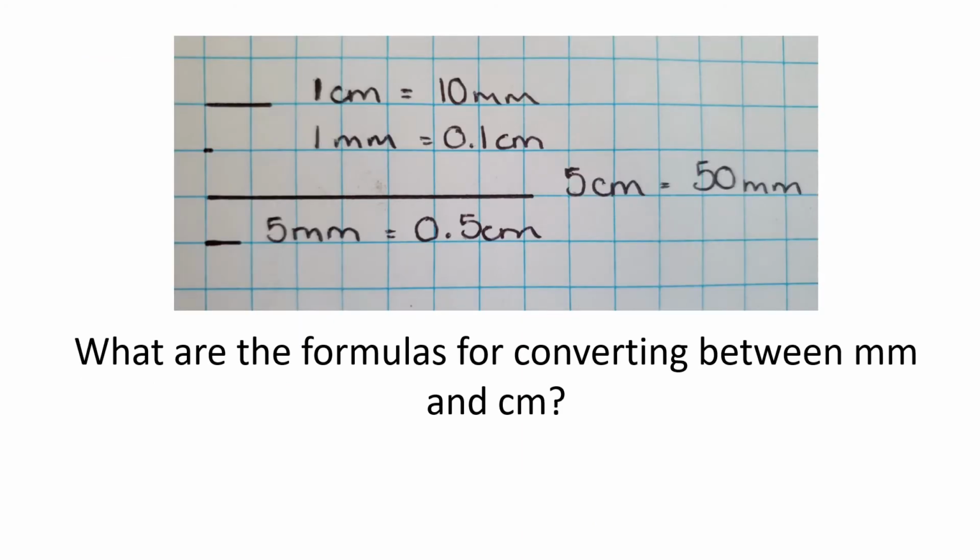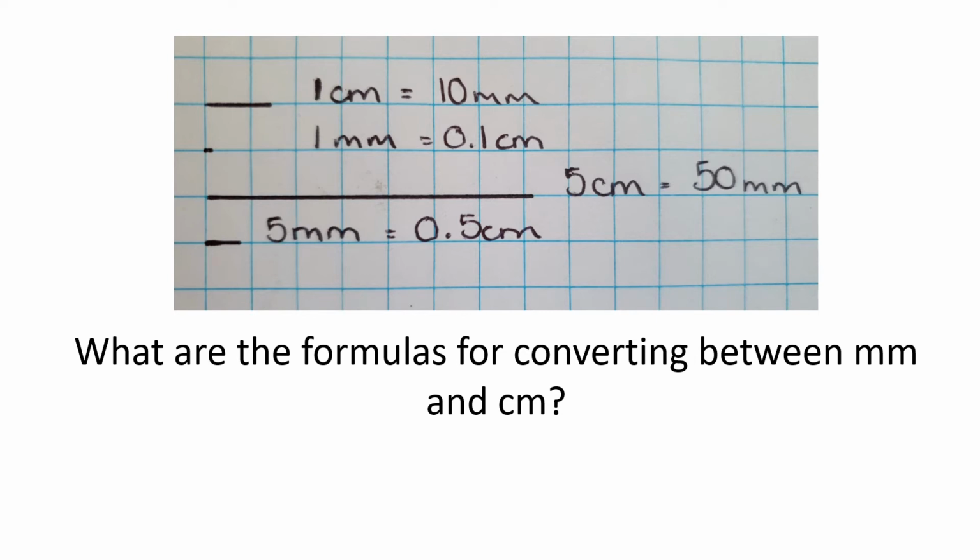One centimetre is equivalent to 10 millimetres. 1 millimetre is equivalent to 0.1 centimetres, or 1/10 of a centimetre. 5 centimetres is equivalent to 50 millimetres because we are doing 5 times 10, and 5 times 10 is 50 millimetres. 5 millimetres is equivalent to 0.5 centimetres, or 5/10 of a centimetre. This is also equivalent to half of a centimetre.